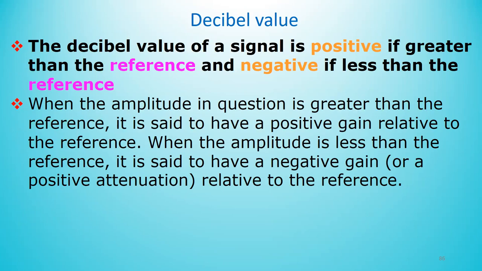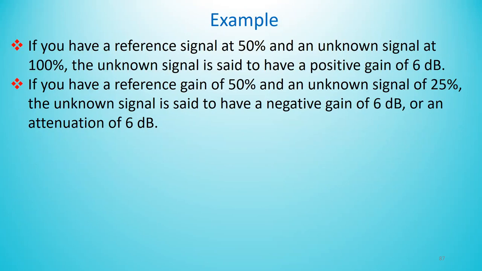The decibel value of a signal is positive if greater than the reference and negative if less than the reference. If the amplitude in question is greater than that of the reference, it is said to have a positive gain relative to the reference. If the amplitude is less than the reference, it is said to have a negative gain. If you have a reference signal at 50% and an unknown signal at 100%, the unknown signal is said to have a positive gain of 6 dB. If you have a reference of 50 and an unknown signal of 25, the unknown signal is said to have a negative gain of 6 dB, or an attenuation of 6 dB.